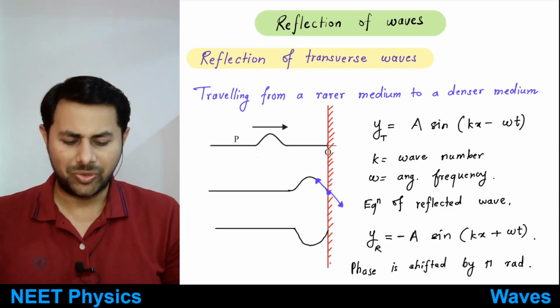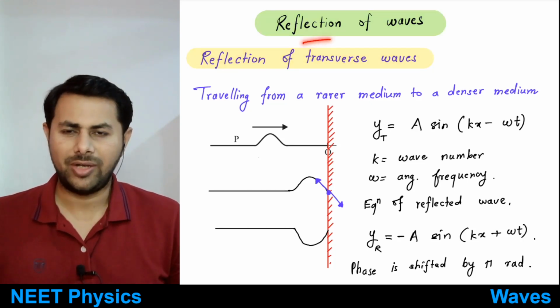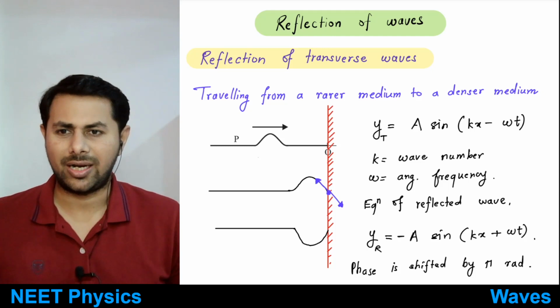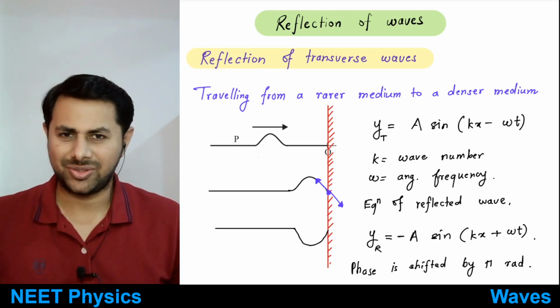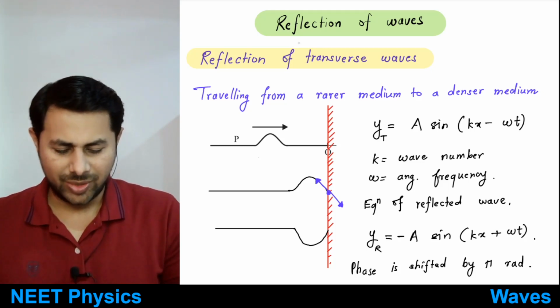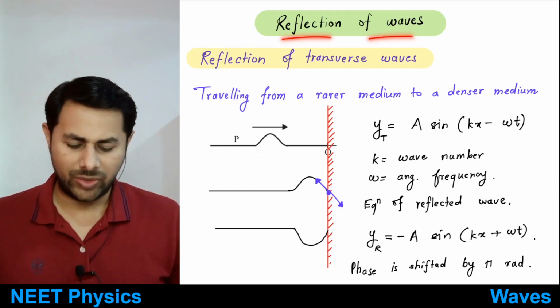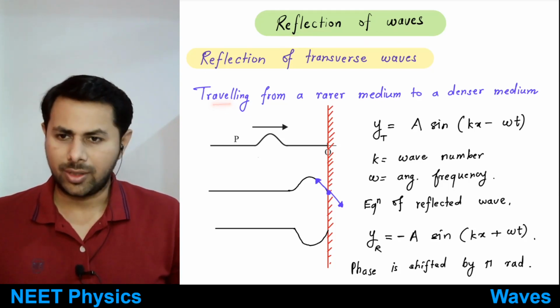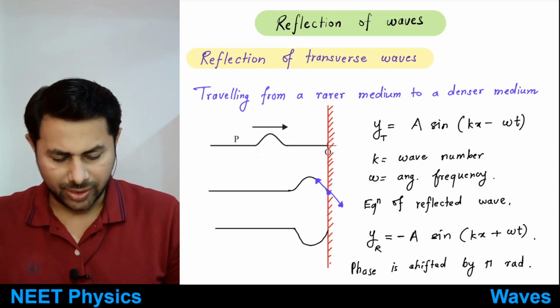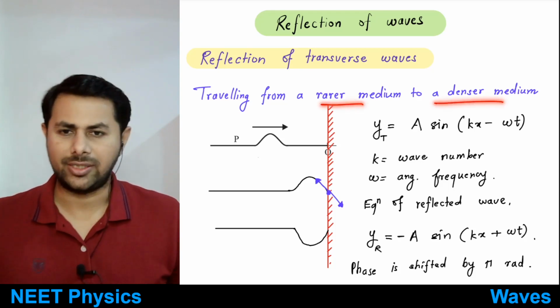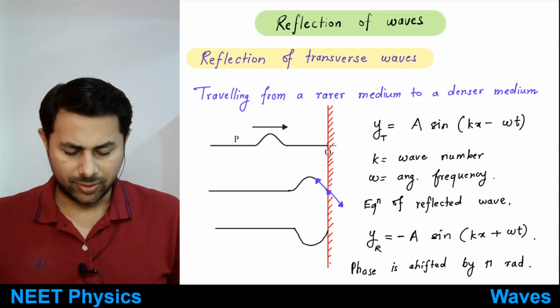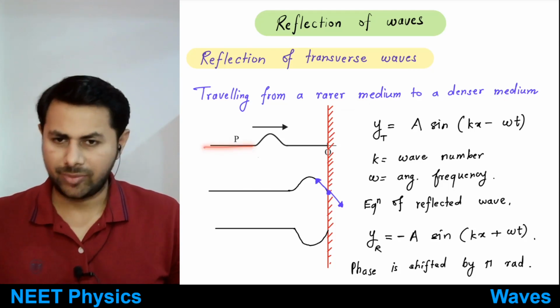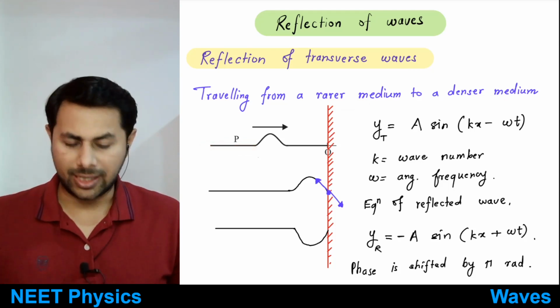So today we are going to talk about the reflection of waves, then stationary waves and beats. Alright, so let's begin. First of all, let's see reflection of waves. Suppose there is a wave which is going from a rarer medium to a denser medium. So this wave is moving from a rarer medium to a denser medium, and this is a transverse wave.